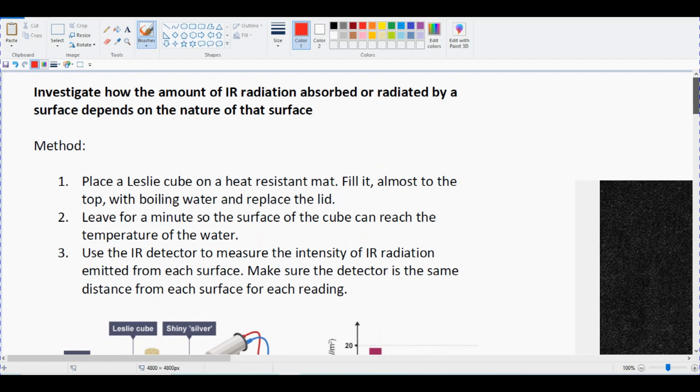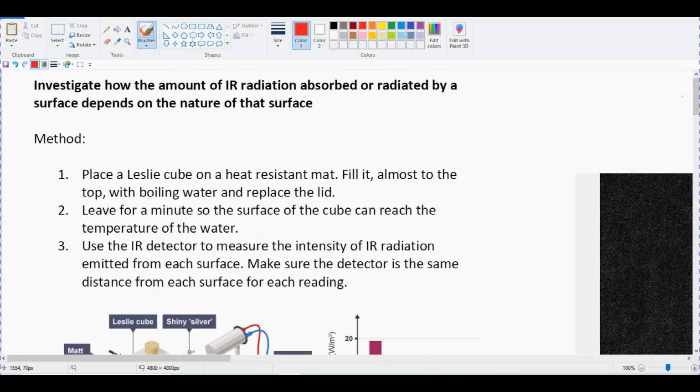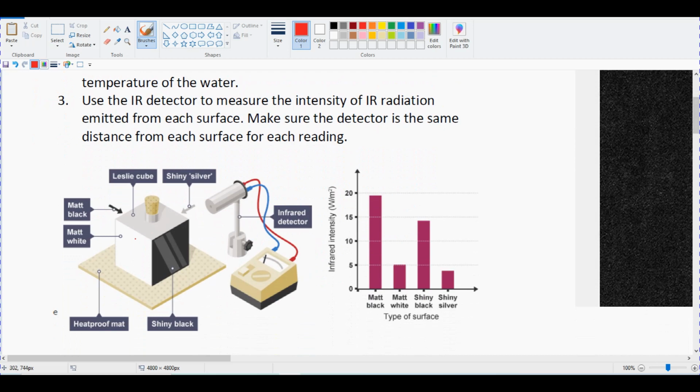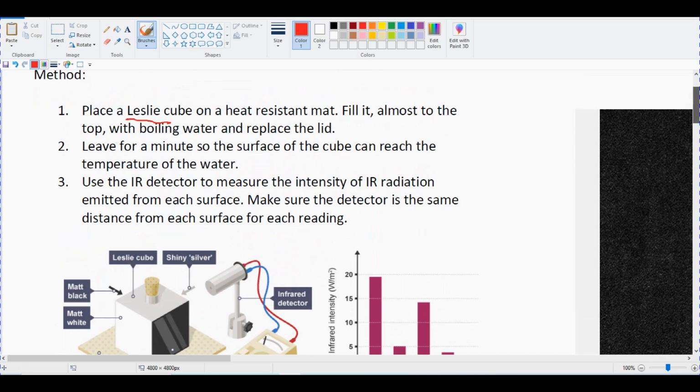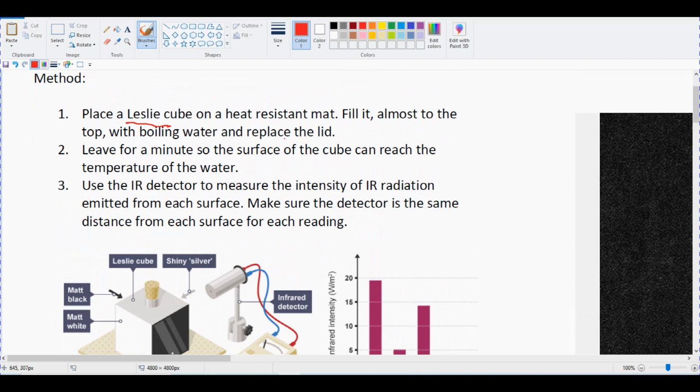This is called a Leslie cube. That is a cube, and it's hollow inside. That means you can fill it with boiling water and replace the lid. So you keep the temperature inside the cube quite hot. Then you leave it for a minute so the surface of the cube can reach the temperature of the water. Okay, that makes sense.